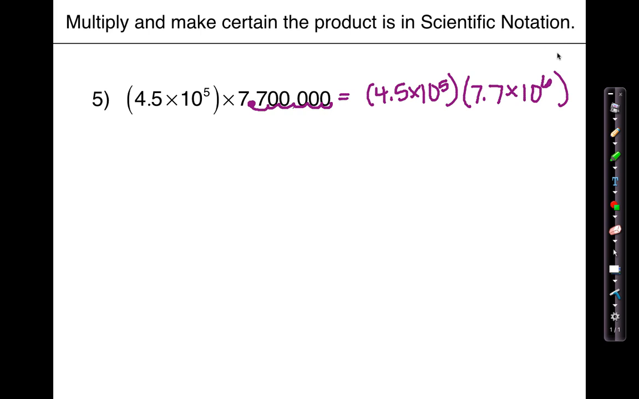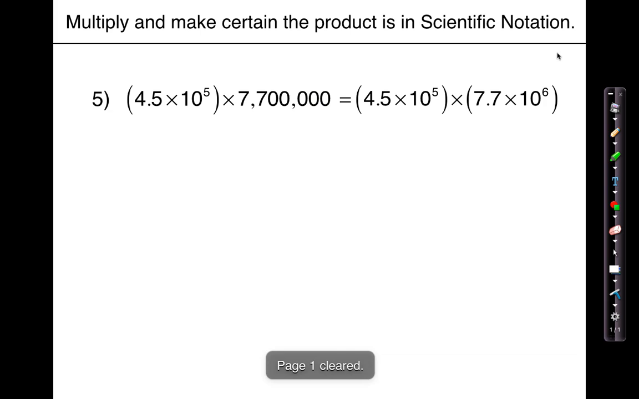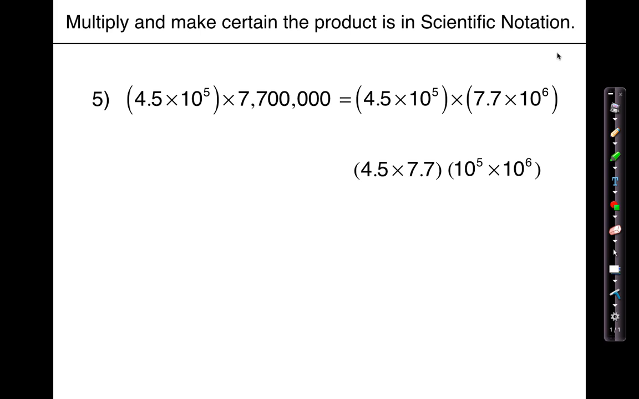So keep that in the back of your mind. Now once we have this, we know what to do. We're going to pair up the coefficients, pair up the exponents, and then simplify. 4.5 times 7.7 is 34.65. Here we can just add the exponents. If you wanted to make things a little easier for yourself, instead of writing that, you could have put 10 to the 5 plus 6. Definitely an option if you want to save that extra step.